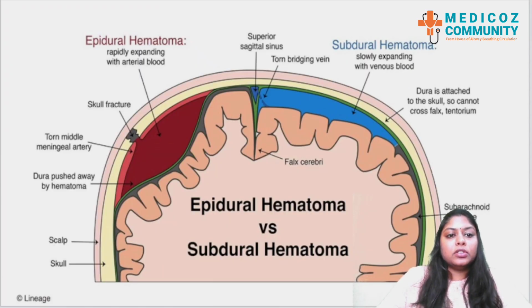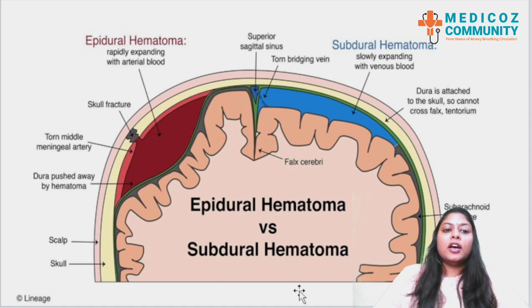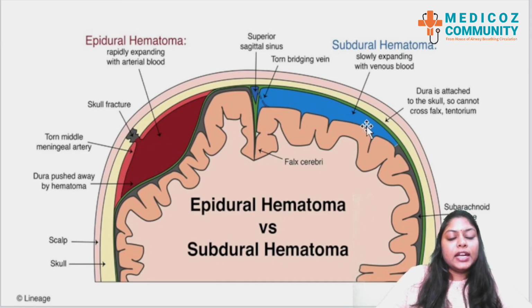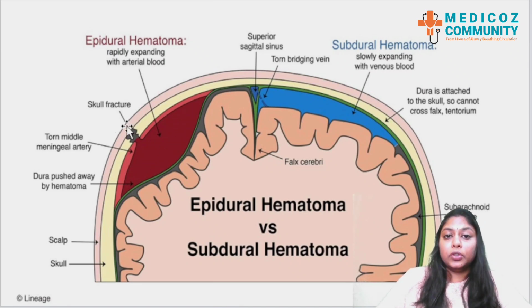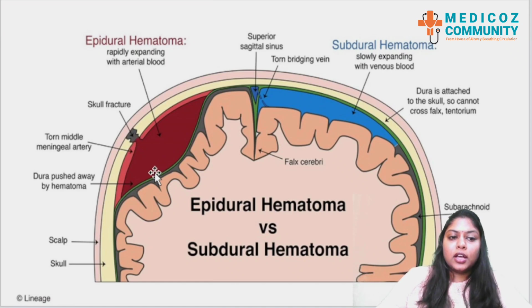Okay, next coming to the important feature, the epidural hematoma and subdural hematoma have to be distinguished. Subdural hematoma, as you know, is between the dura and the brain. The dura is attached to the skull and it cannot cross the falx or the tentorium. So the subdural hematoma does not cross the falx, whereas epidural hematoma is a rapidly expanding arterial bleed due to a skull fracture, as I've told you, of the squamous part of the temporal bone. It is because the middle meningeal artery is ruptured. So the dura is pushed away from the hematoma and it will cross the falx.